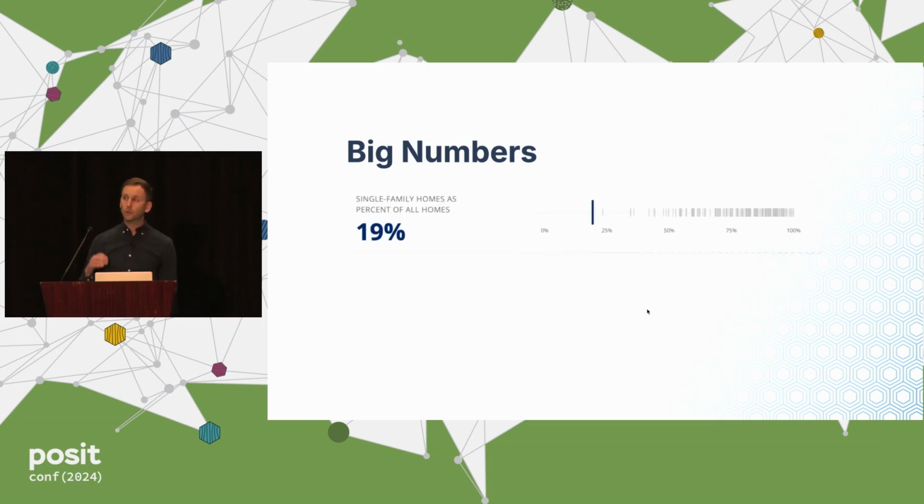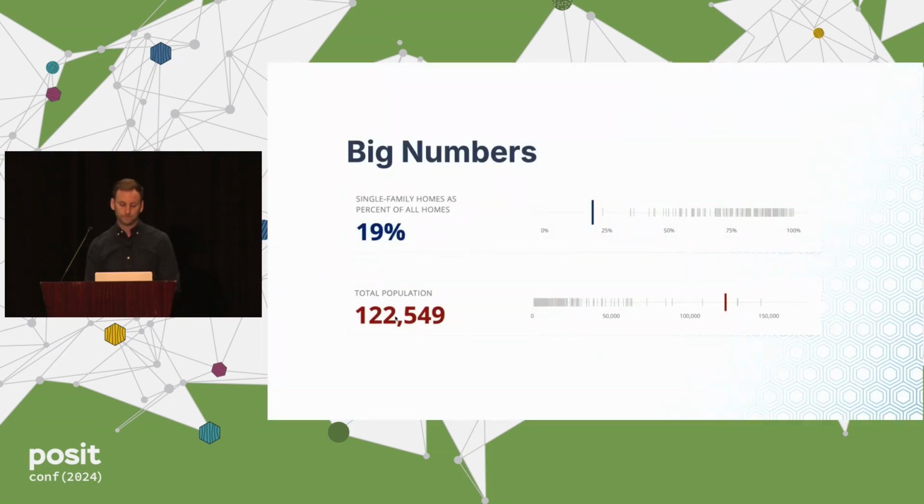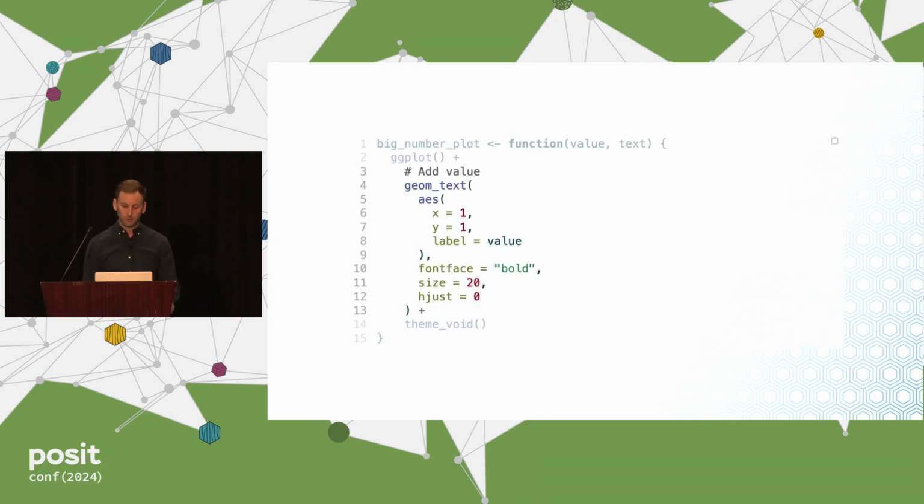We also use functions to make what I call these big numbers. So the plots on the left, they don't actually look like plots, but you can make them in ggplot. So I'm talking about this here and this. So to do that, I make a function for big number plot where I have two arguments, value, whatever the number that I want to show is, and then the text. So I make it a function.